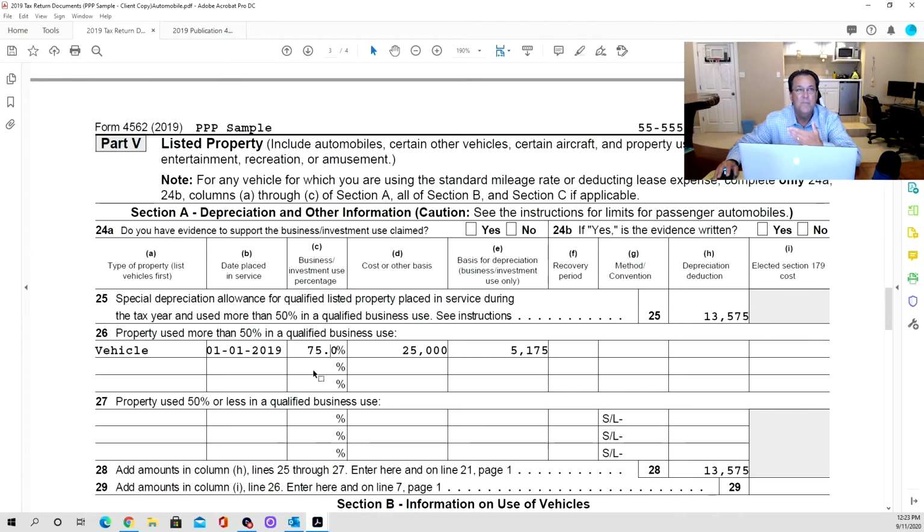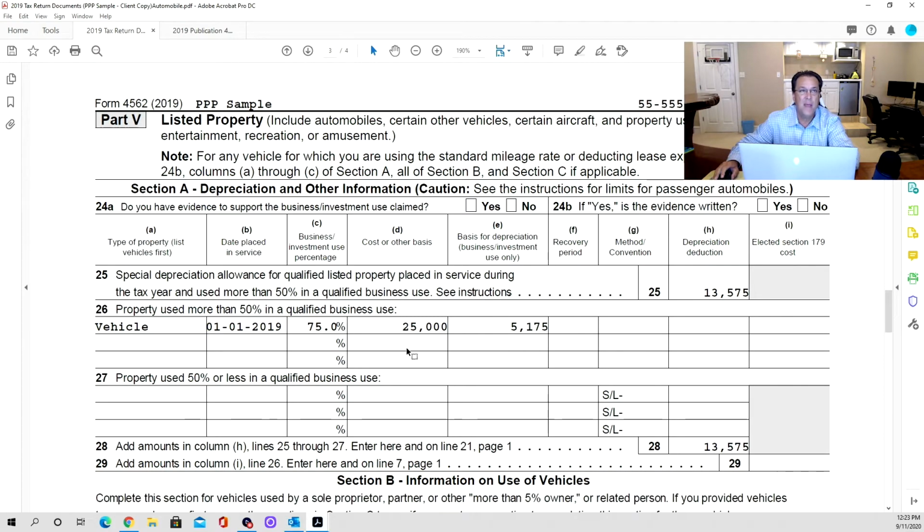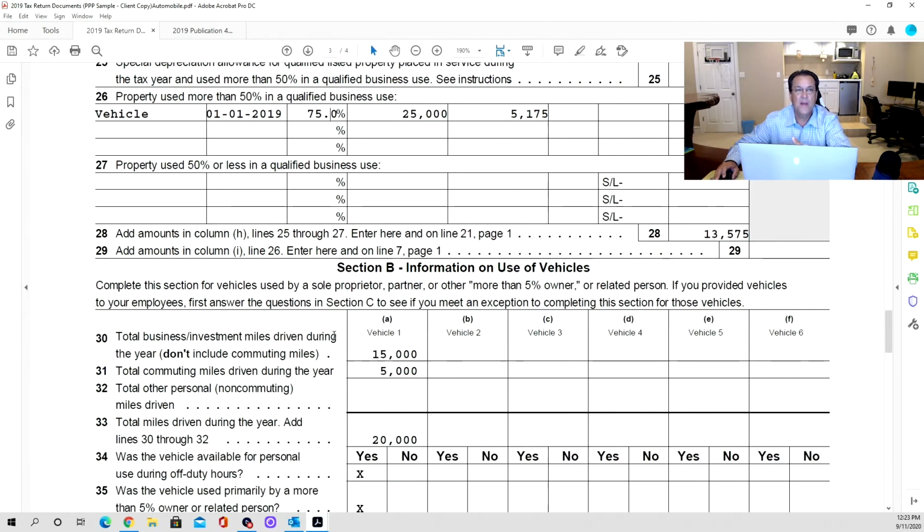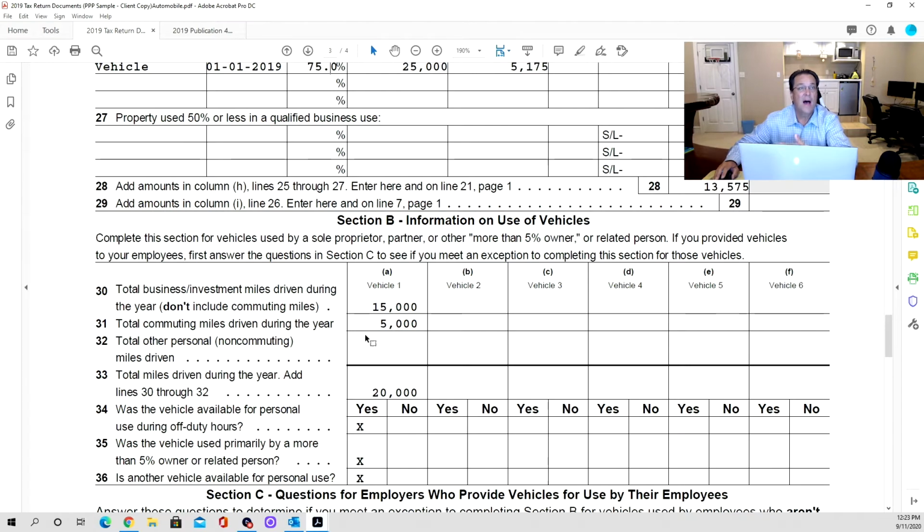It's this business investment use percentage that is the challenge, because even though you may have paid $25,000 for the car, if you're only using it 75% for business, you can only write off or take the standard mileage up to the business percentage. So how can you keep track of that number independently? What happens if you don't? Those are the questions. So in this case, I did an example.